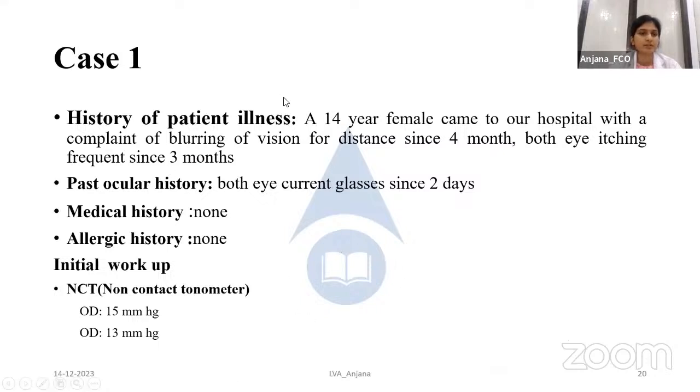Then we go to case one, history of patient illness. A 14-year-old female came to our hospital with a complaint of blurring of vision for distance since four months. Both eyes itching frequently since 3 months. Past ocular history: both eyes current glasses since 2 days. Medical history, none. Allergic history also nothing significant. Initial workup, non-contact tonometer: right eye is 15 mmHg and left eye is 13 mmHg.